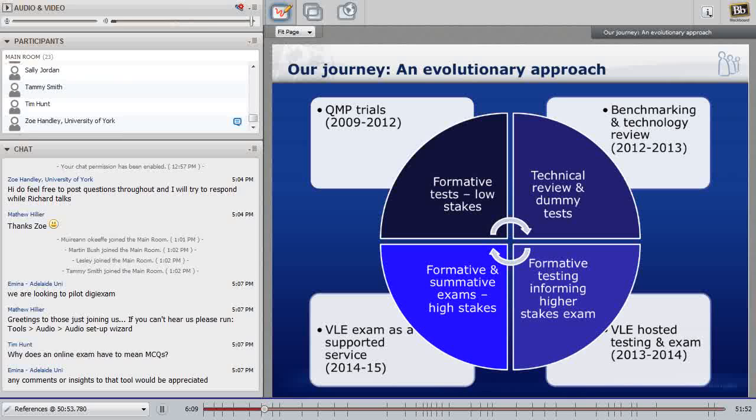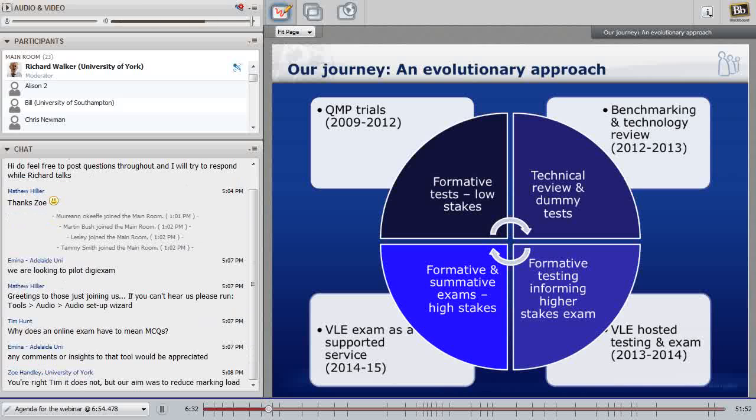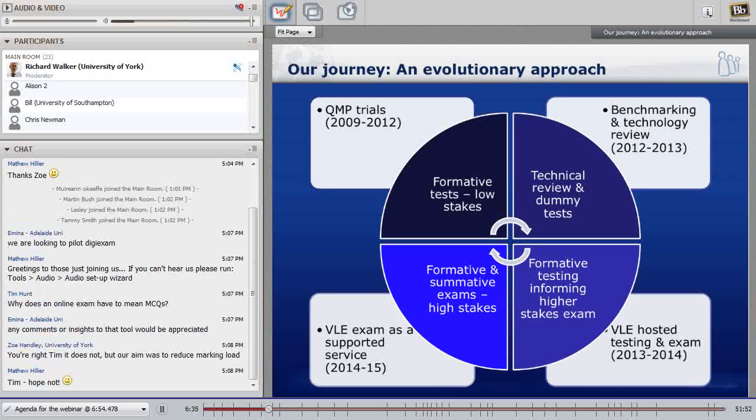But we've been looking into computer-based testing from a much earlier period. We started in 2009 with trials with Question Mark Perception, and then worked through other technology solutions, benchmarking what we were doing with the sector, and I'll say a bit more about that shortly, before we arrived at a stable solution that we were confident in, starting with low stakes or formative testing, and then moving on to higher stakes testing. So it has been an iterative process, and one where we've faced a number of setbacks before arriving at a system and a service that we had great confidence in.